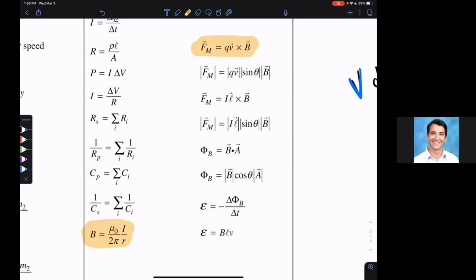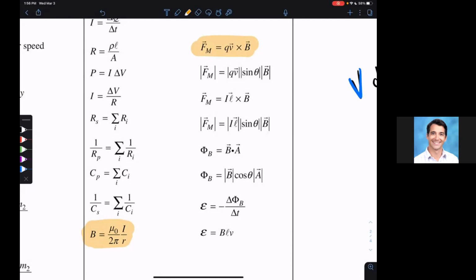Yeah. Cross product. That's exactly right. So these little arrows on top of the variables are telling us that these are vectors. And when you do operations with vectors, we have two different types of multiplication that we can do. We can have the dot product and the cross product. And we'll see both of those right here.